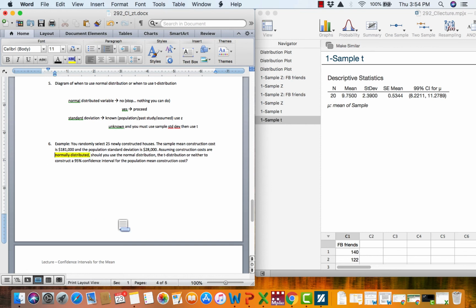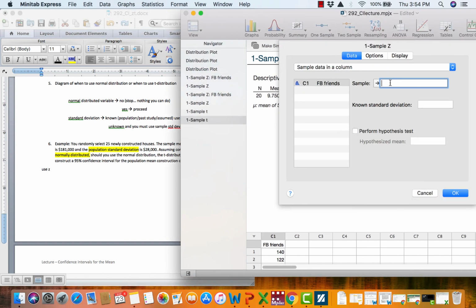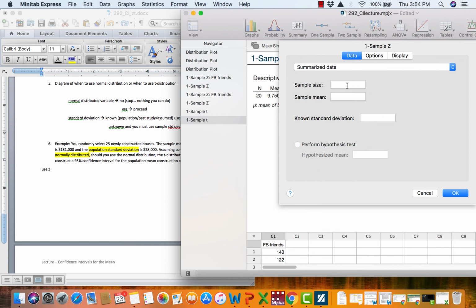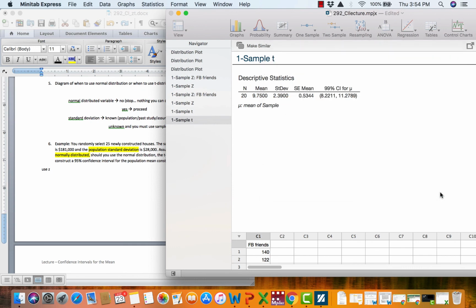All right, well, we are told that it's normally distributed. All right, so we can proceed. And then we are given the population standard deviation. Because we are given the population standard deviation, we are going to use Z. All right, and so we would go to one sample Z. We would choose summarized data. We've got 25 homes, the sample mean, the known standard deviation, and we are interested in 95% confidence. We say okay, and then we would, with our complete sentence, interpret this confidence interval.